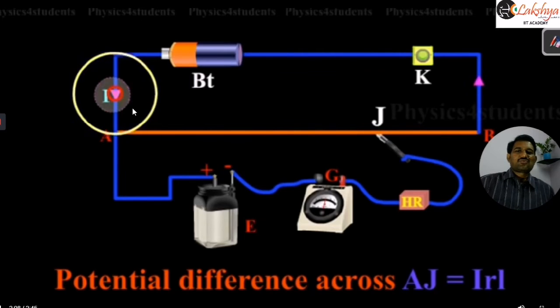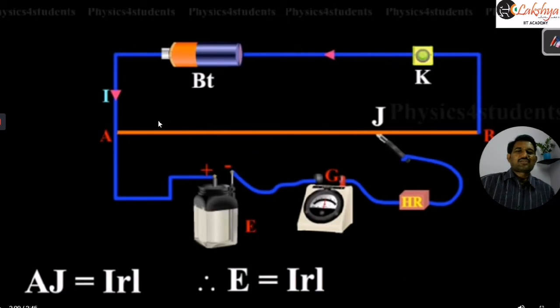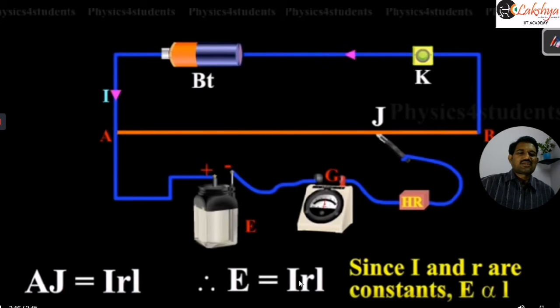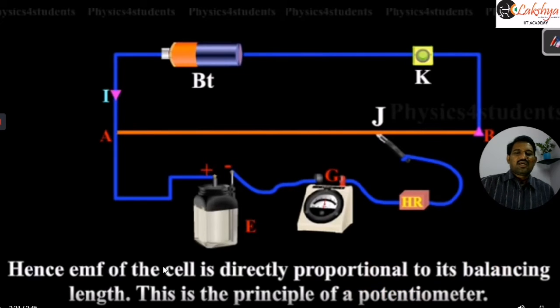Even though the galvanometer indicates zero reading, you should observe that current still flows through the primary circuit here. The potential difference across this AJ must be equal to the EMF of the cell. Only the current is not there in the secondary circuit here. So we can equate this EMF and the potential difference. Since I and R are constant, we can write E is proportional to the length l. So this is nothing but our principle of the potentiometer here.